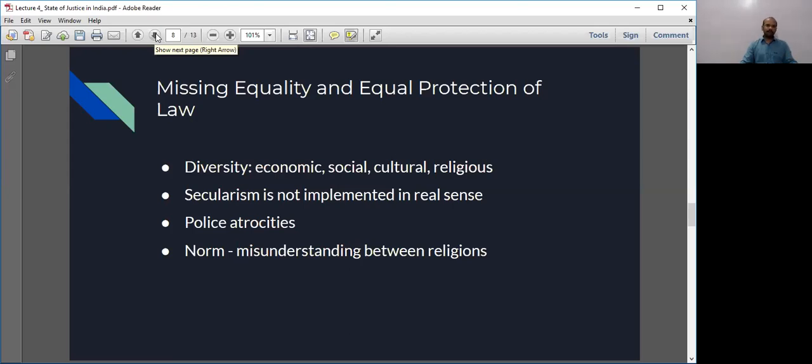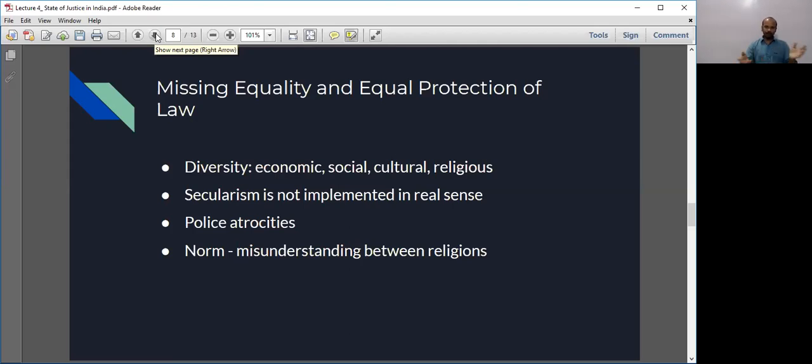If you see economic status, you will find that the economic status throughout India is not constant. There is a huge gap between people who are below the poverty line and people who are enjoying the best of all worlds.